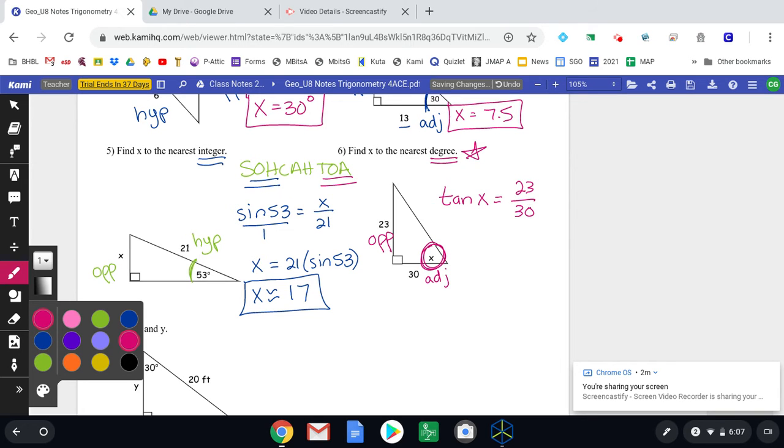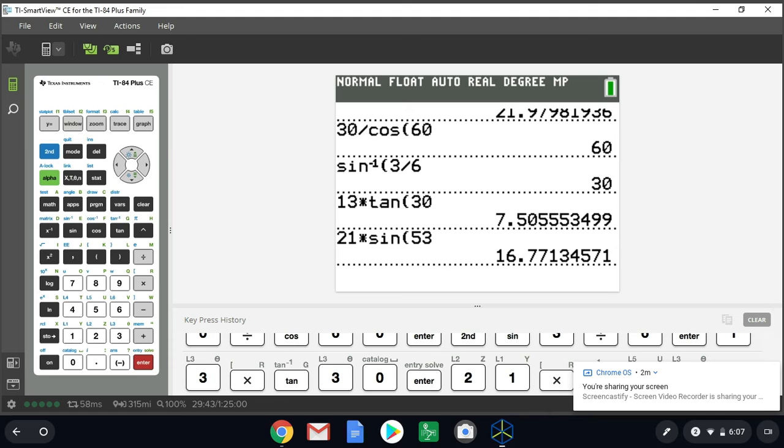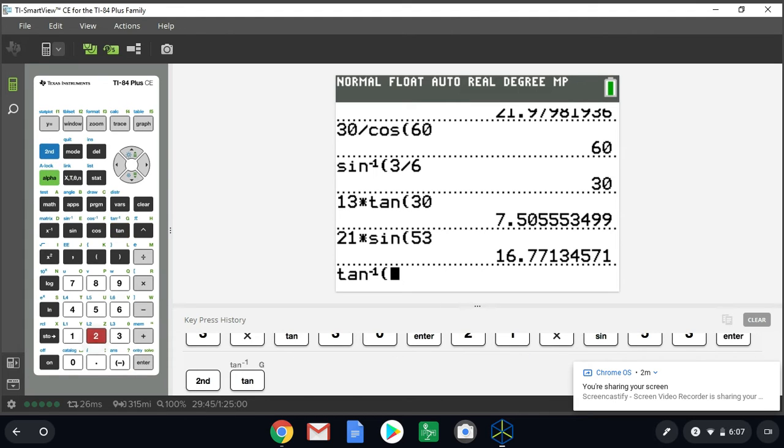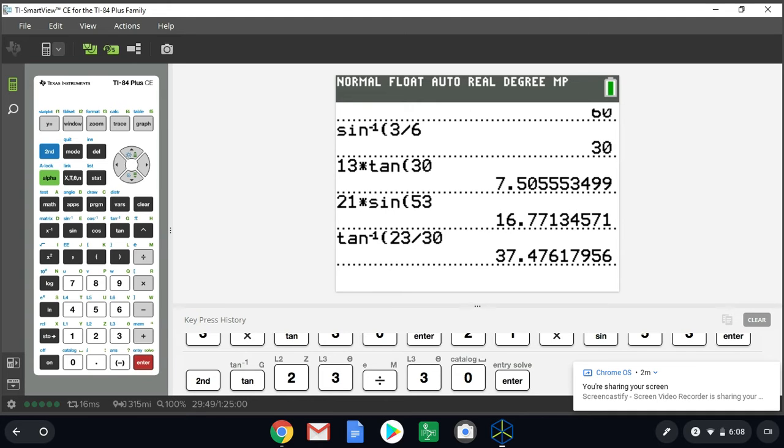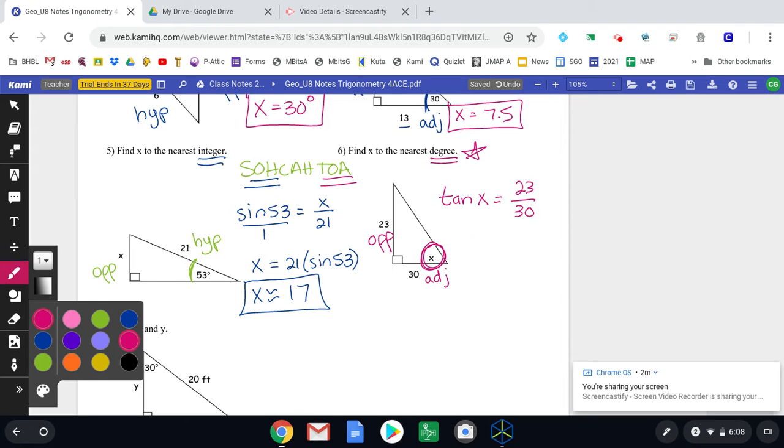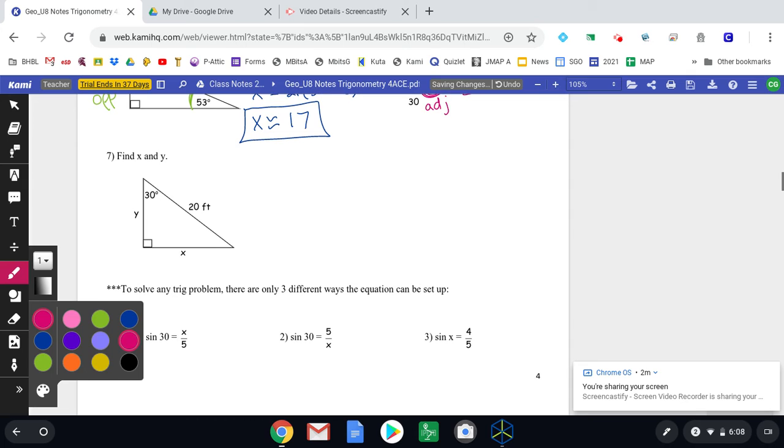So I'm going to go to my calculator. Second tangent, 23 over 30, about 37 degrees. X is about 37 degrees. Okay, and again, notice there's no work to be shown on that one.